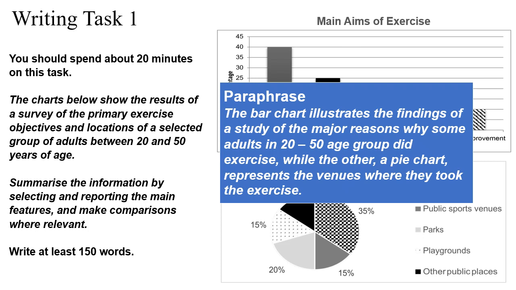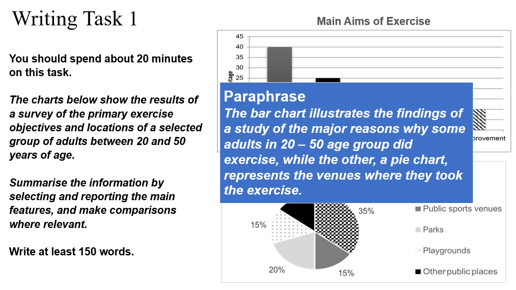It says, summarize the information by selecting and reporting the main features and make comparisons where relevant. This is a single instruction that contains 3 steps. The instruction is that you should summarize the information. It is actually the only instruction. Just summarize. But to do so, it says that you should first do a selection of the main features and then write a report on the main features. In other words, report the main features.